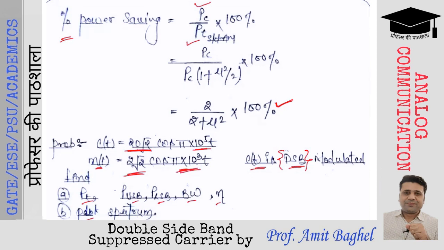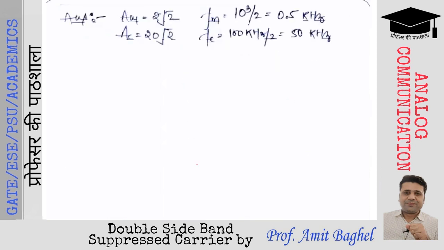So write it first. What all the components are given in the question. What all the parameters or variables are given in the equation. So we wrote it. AM is 2 root 2, AC 20 square root of 2. FM is 0.5 kilohertz and FC 50 kilohertz.